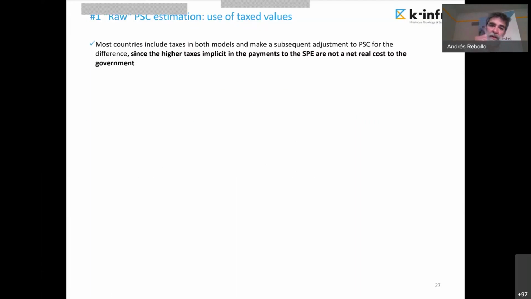The projections of the costs, payments to be made by the government, are incorporating the taxes in both models, PPP and PSC, and then making an adjustment for differences. So higher taxes that are implicit in the payments to the SPV, sorry for the E, it's in Spanish. So payments that I am doing to the SPV are not a real net cost to the government. Neither are the payments for taxes as a cost of the contractor a real cost for the government, because that money is coming back. So I need to neutralize that.